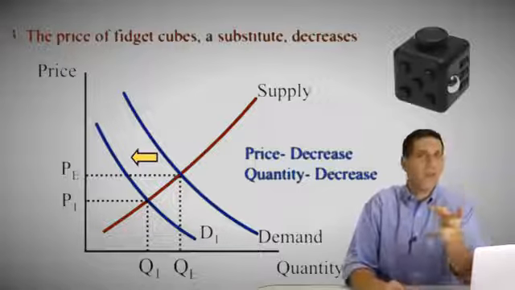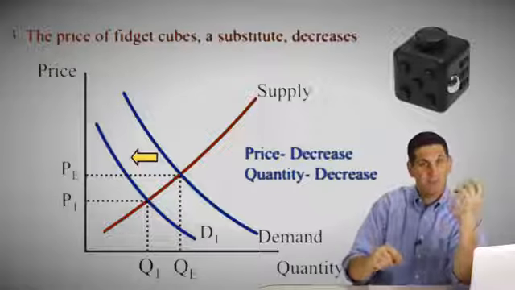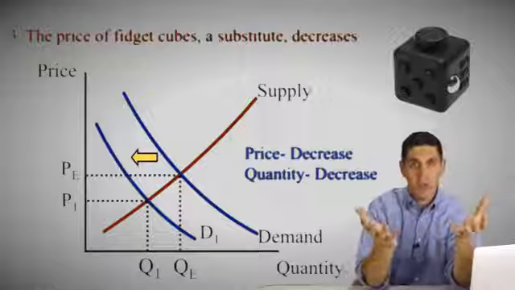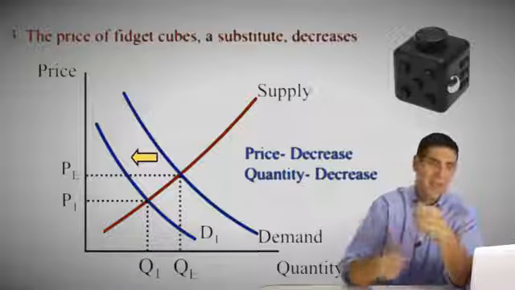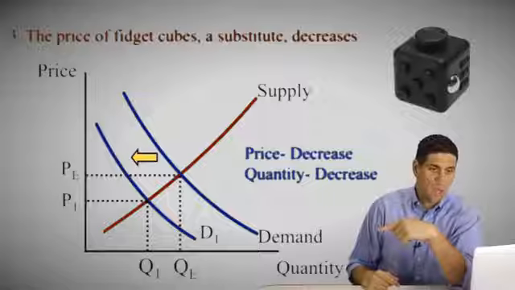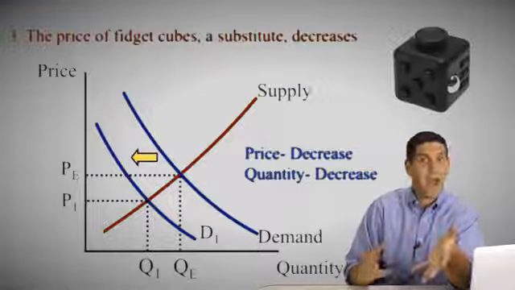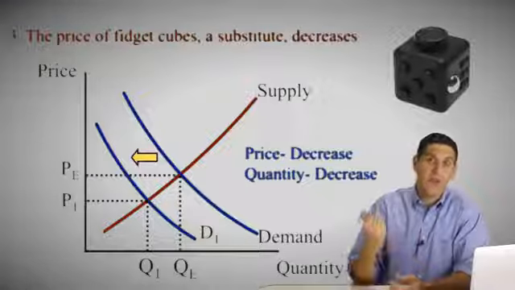There's your graph. Now, when you're doing these questions, keep in mind that you have to ask yourself, does it affect buyers or producers, right? If you keep that in mind, it makes these really easy. In this scenario, the price of fidget cubes decreases. That's going to affect buyers. Buyers are going to react first to that. That's why it's a decrease in demand.